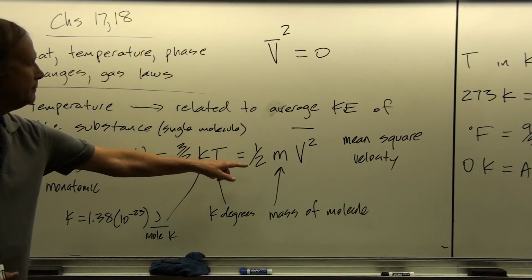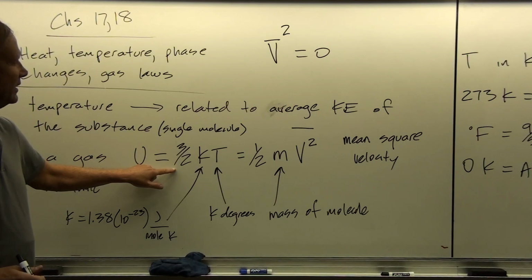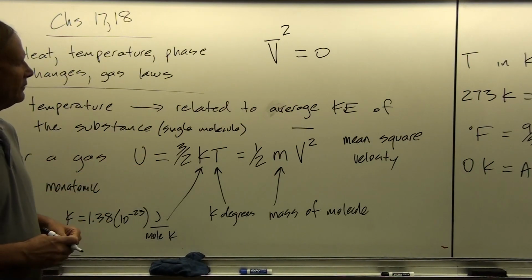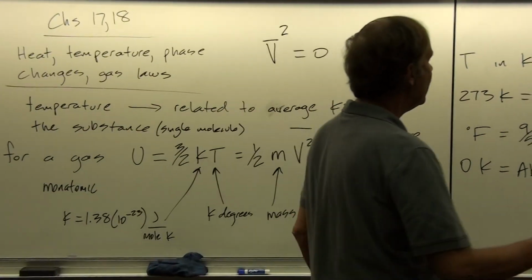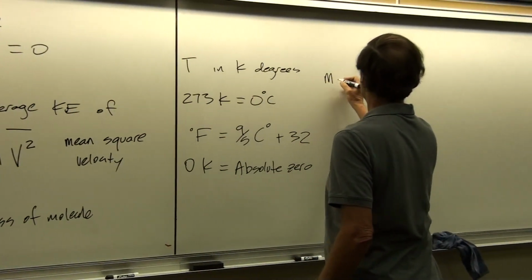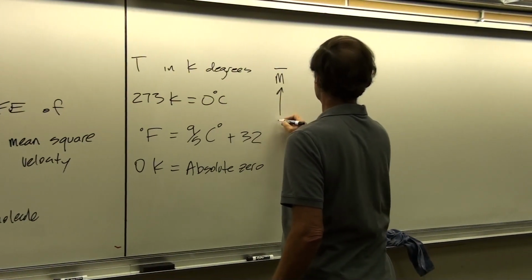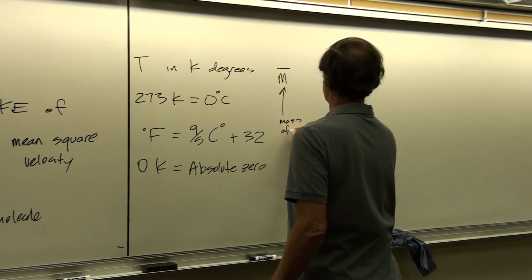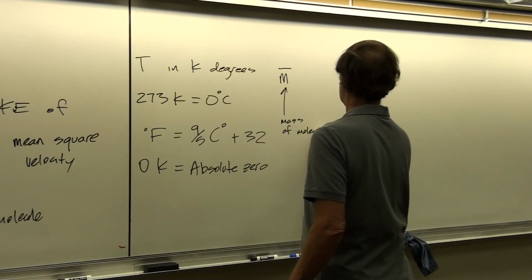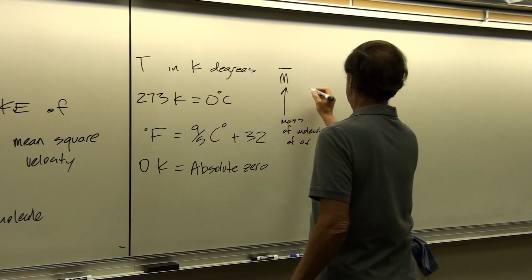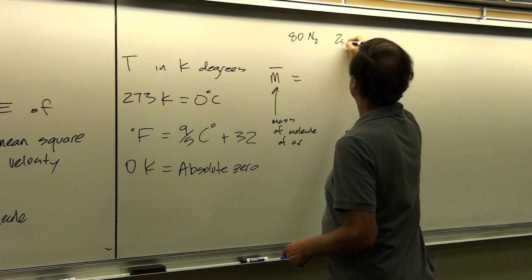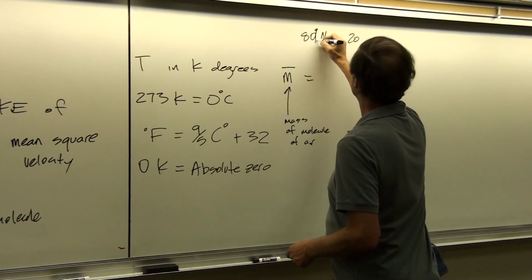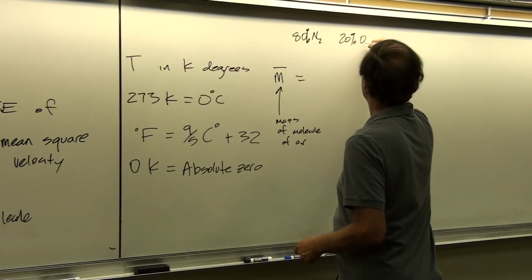So from this then, we could figure out what the typical velocity is for the molecules in a gas like air. Now for air, your mean or average value for the mass of a molecule of air, assuming that we have 80% nitrogen gas and 20% oxygen in our atmosphere, which isn't quite right, but it's close enough.